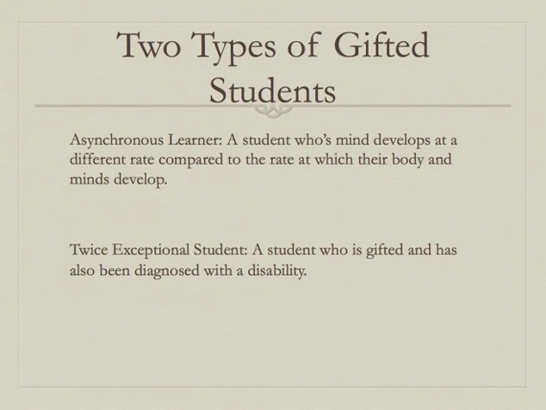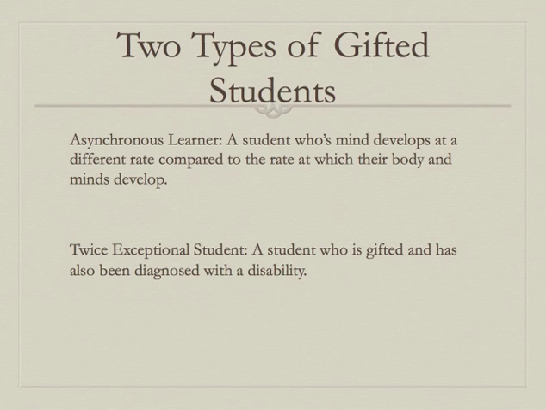Two types of gifted students. The first type is the asynchronous learner. The asynchronous learner is a student whose mind develops at a different rate compared to the rate at which their body and minds develop. The twice exceptional student is a student who is gifted and has also been diagnosed with a disability.